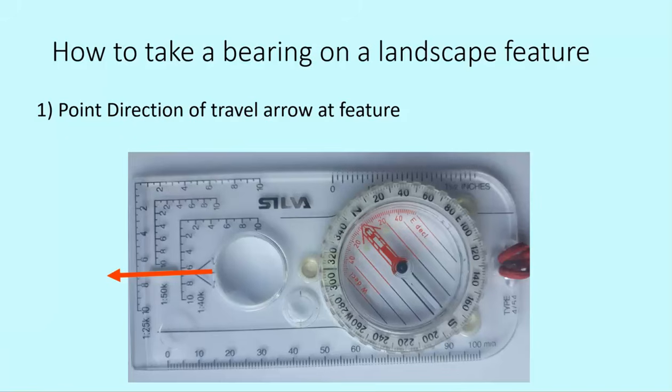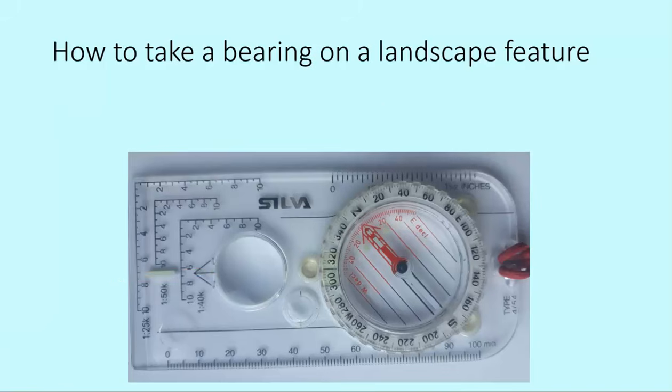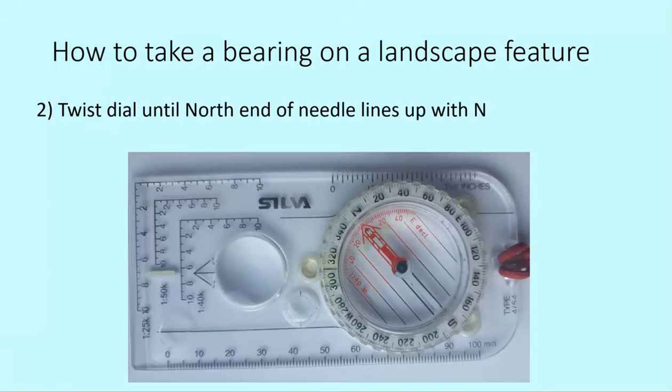And the second thing that I do is I twist the dial until the north end of the needle, which is the red end. So the red end of the needle is the north end of the needle, white end, or sometimes black, that's the south end of the needle. But I want to turn the dial until this red end of the needle is pointing to or lined up with that N on the dial there.